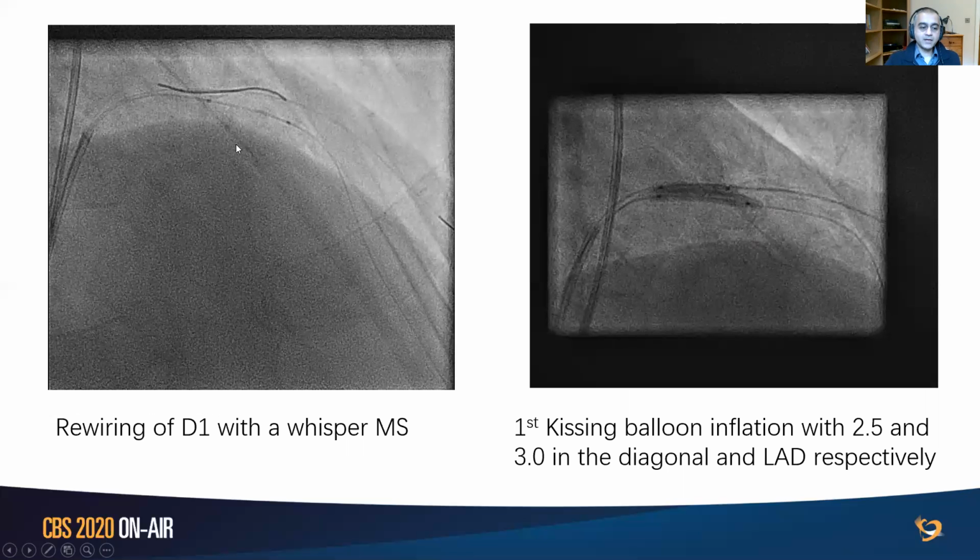Now, wiring the diagonal to perform my first kissing balloon, however, did prove a little bit difficult. So you can see eventually I had to reach for a hydrophilic Whisper MS wire, and I was able then to get that through the proximal strut of this diagonal stent. I opened the stent struts and then performed my first kissing balloon inflation with 2.5 and 3.0 non-compliant balloons.